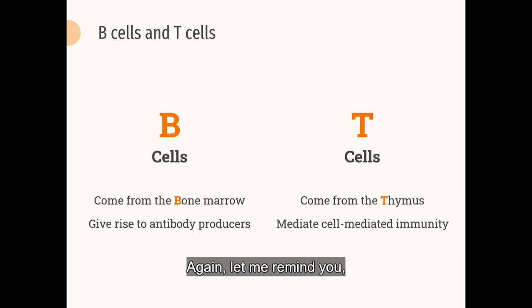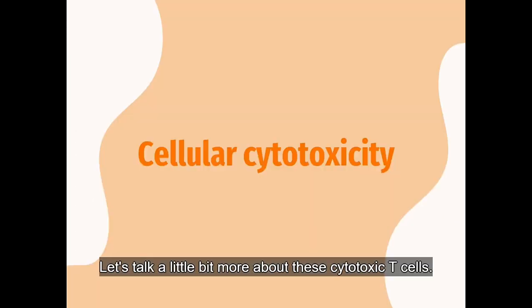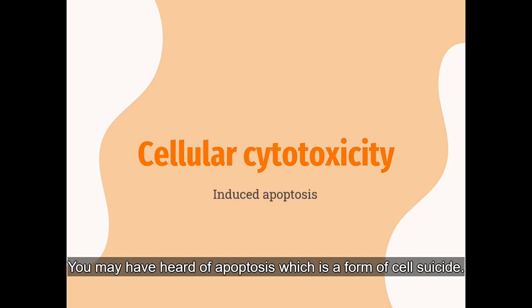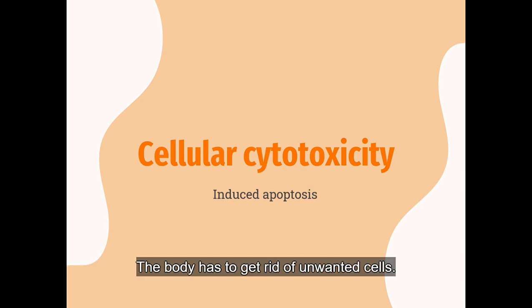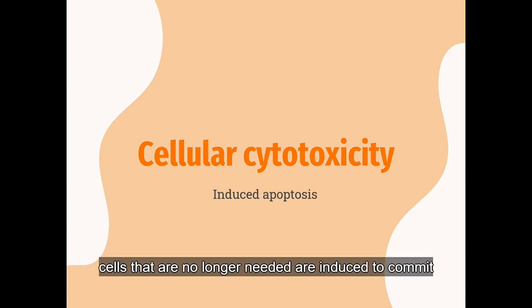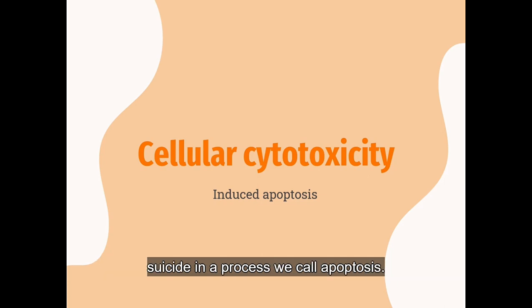Again, let me remind you, B cells give rise to antibody producers. T cells mediate cell-mediated immunity. Let's talk a little bit more about these cytotoxic T cells. You may have heard of apoptosis, which is a form of cell suicide. The body has to get rid of unwanted cells. At times, old cells, damaged cells, cells that are no longer needed are induced to commit suicide in a process we call apoptosis.